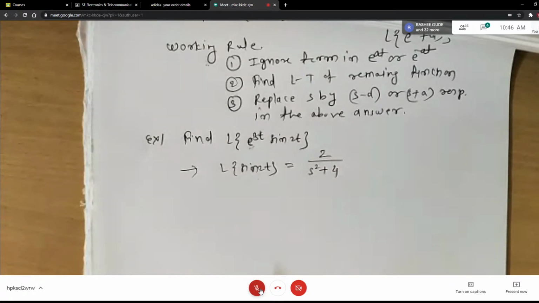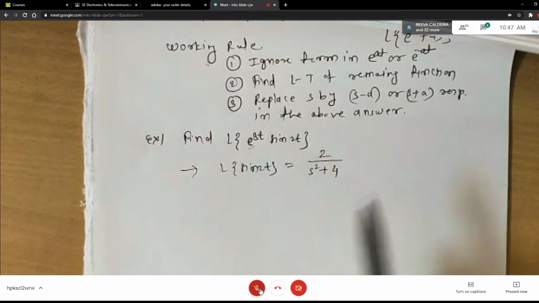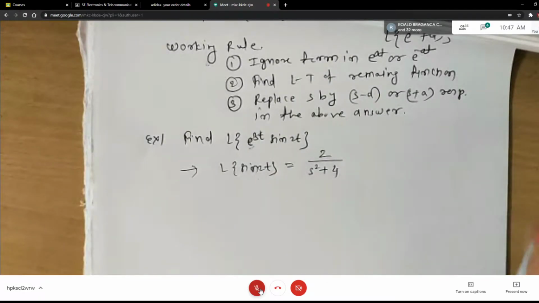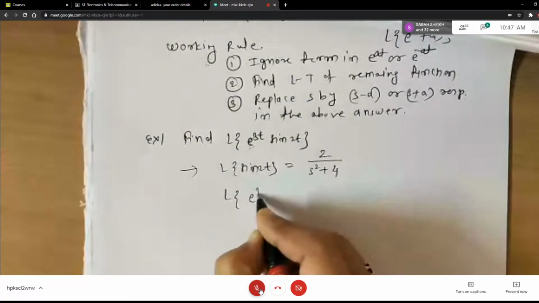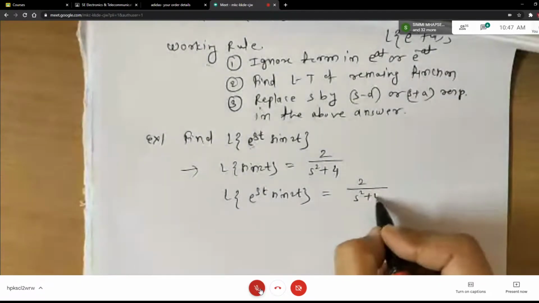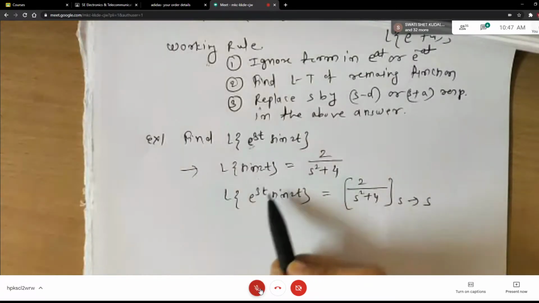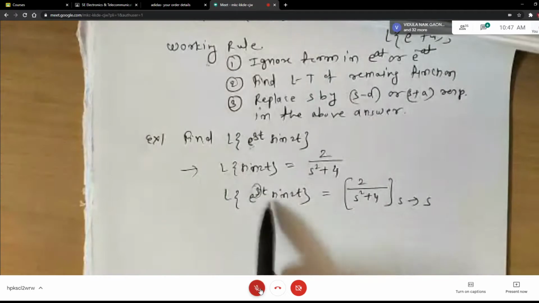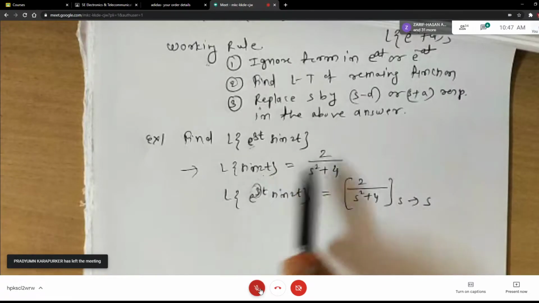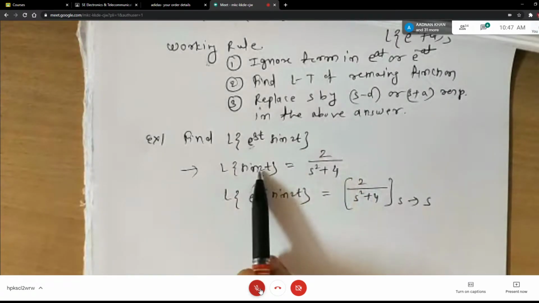Okay. Now once you get this Laplace transform, see what is the third step of working rule? Last step. Replace s by s minus a or s plus a respectively in the above answer. So when you find out Laplace of the whole thing, that is e raised to 3t sine 2t, whatever answer you got in the previous step, you are replacing s by what now? What is a here, students? A is 3, right? You have to look at this a now. Because when you are finding Laplace of sine 2t, what is a? A is 2 because it is restricted to sine function. So it is a upon s square plus a square. Now that a part is over.